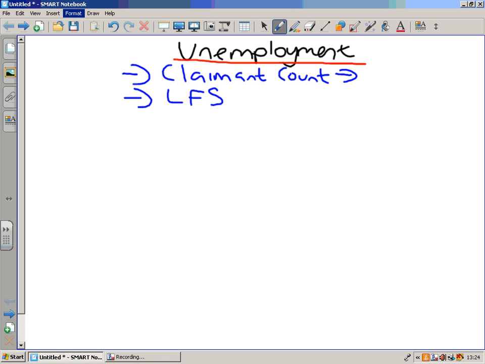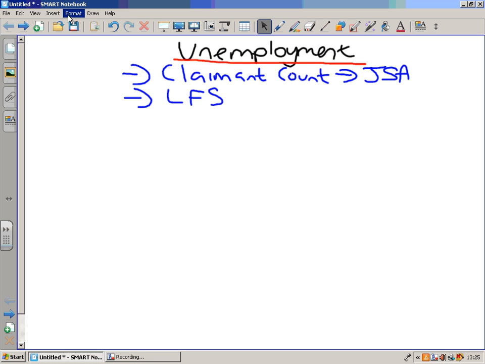Claimant count, this one's a bit different. This will measure the number of people who are in receipt of job seekers allowance, so the number of people that are claiming unemployment benefits in effect. And the claimant count will show a much lower number than the labour force survey. This is because some people who are unemployed do not claim unemployment benefits. This could be because they don't like the stigma attached to claiming job seekers allowance, or maybe they're ineligible. Maybe a partner earns too much money, or they've got too much in savings. Either way, they will not be classed as unemployed.